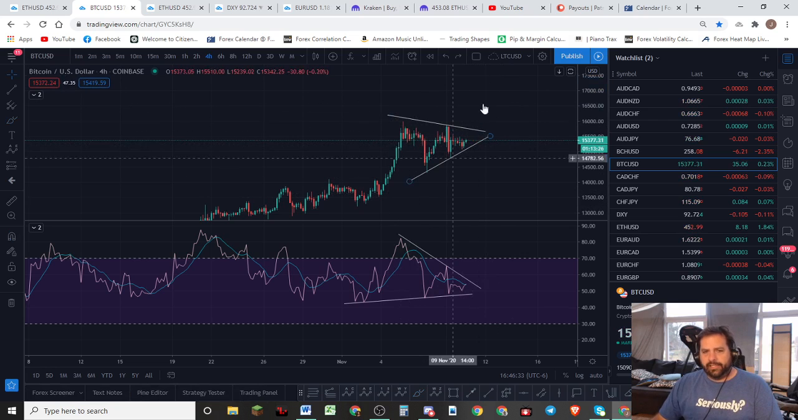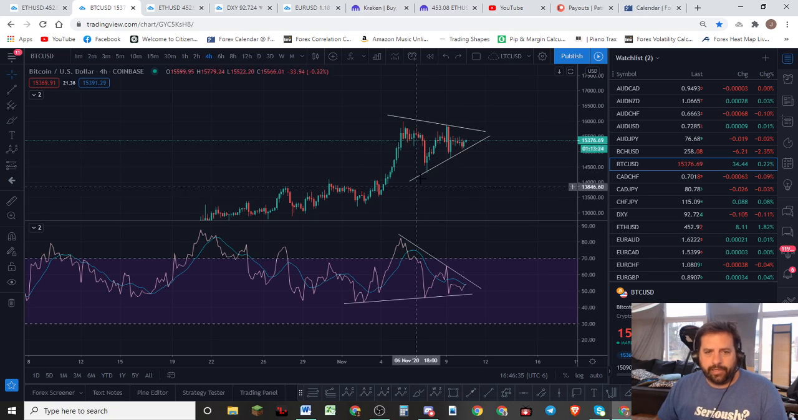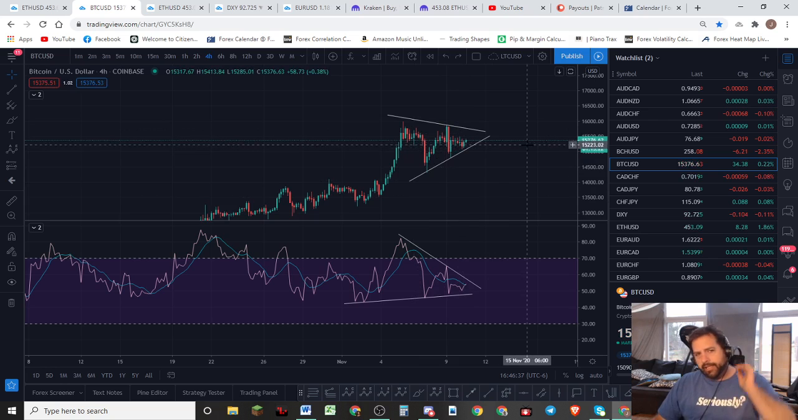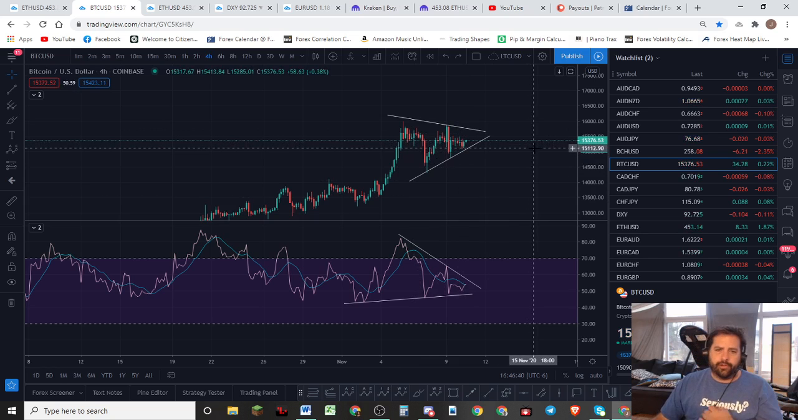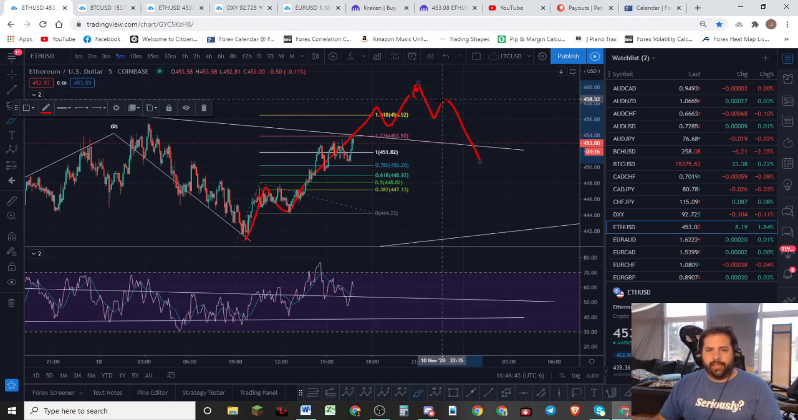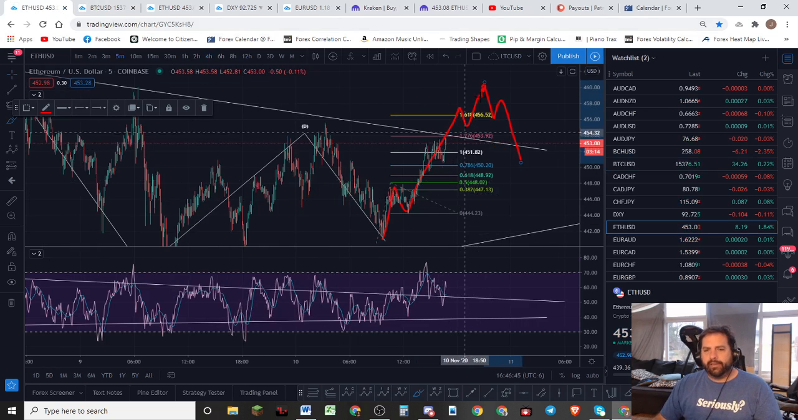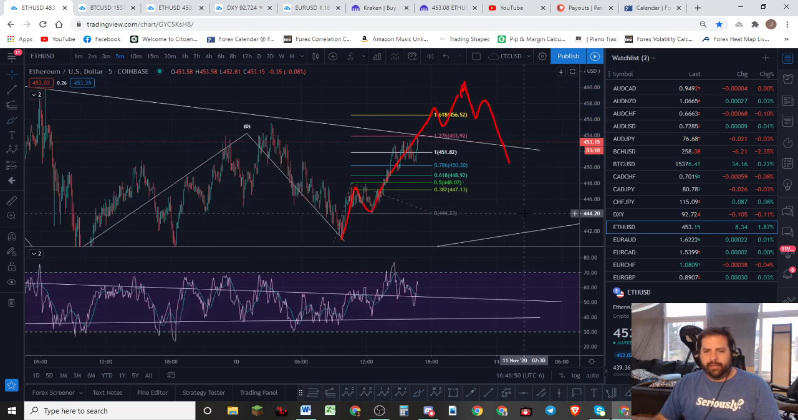So this consolidation here is a time in which traders get trapped in a range, and that's what triangles are designed to do. They trap traders within a range. Okay, all right, so that's what we're looking for, guys. We're looking for a breakout. I want to see a retest of this line or a break back into this area. Okay, but I want to see this break.